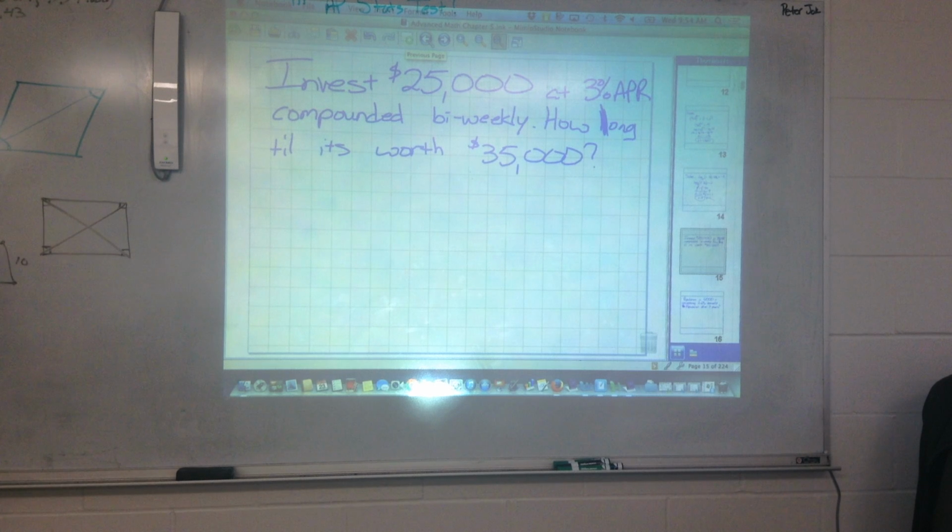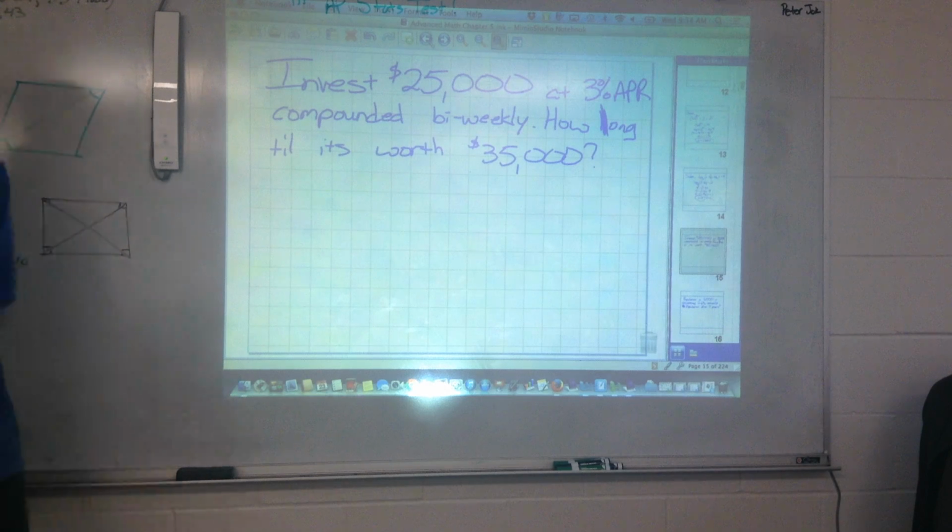Compound interest problem. This just becomes a problem like the ones we were doing previously, an exponential equation or a logarithmic equation. So it just has a story problem that goes with it. So it gives you a little more application to it.